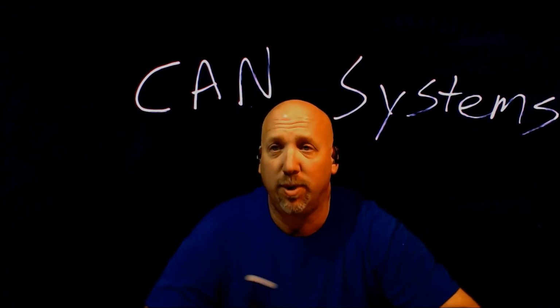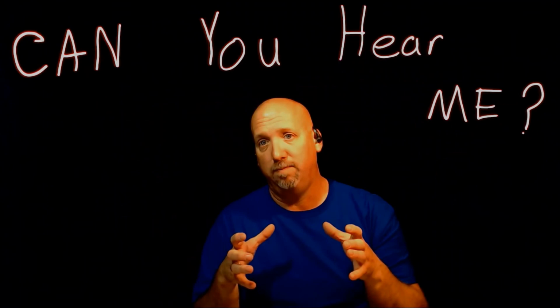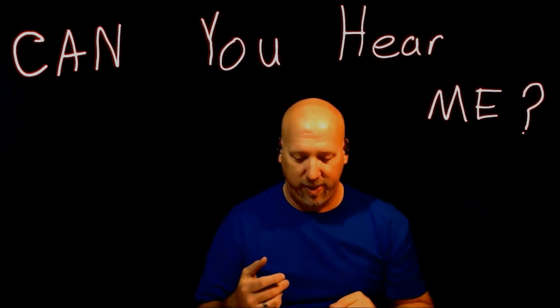CAN system, controller area network systems. All the controllers, all the modules on the vehicle have a communications line. They communicate from module to module, or peer-to-peer communication. That's what it's for. It's open architecture. It's got general speeds, A, B, and C speeds.